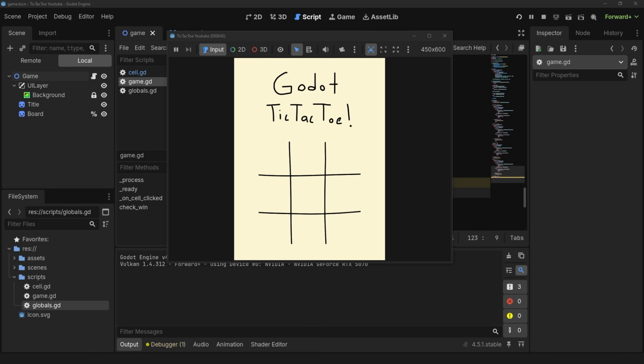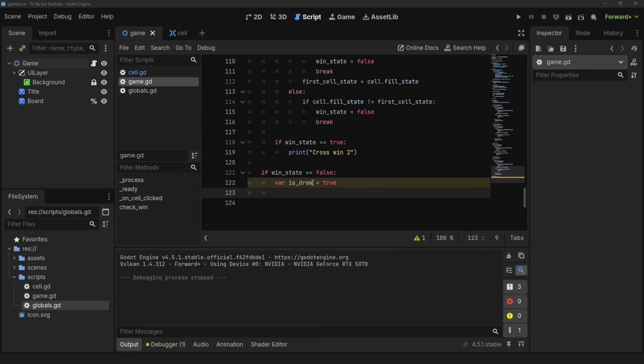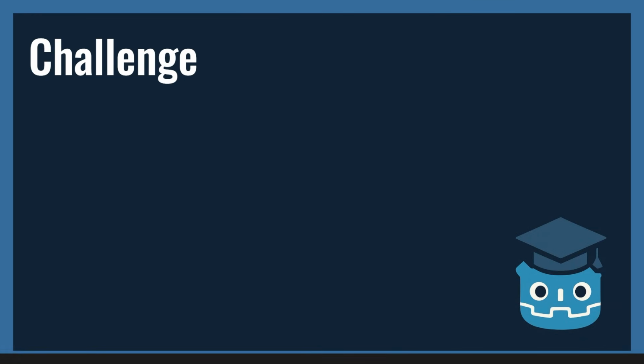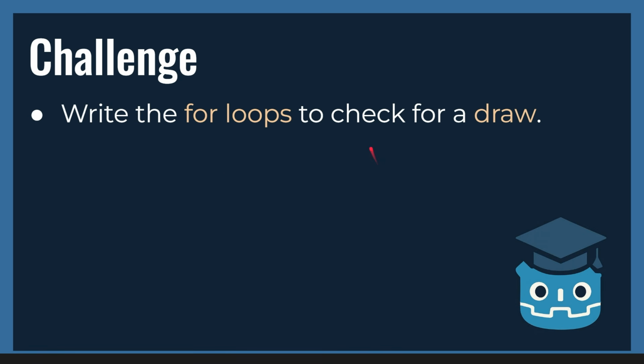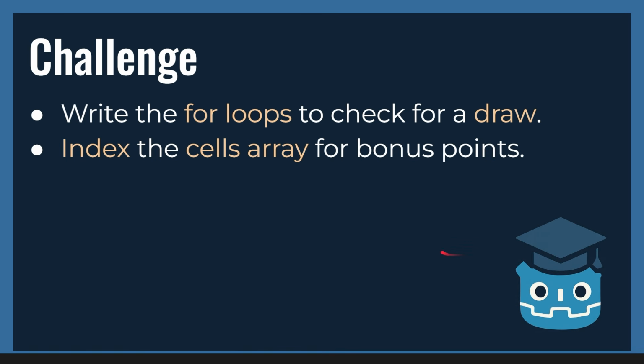And writing this for loop, or the for loops, is going to be your challenge. Go ahead and write the for loops to check for a draw, and for bonus points you can also index the cells array inside of the inner for loop. Pause the video, give it a go, and come back when you're done.